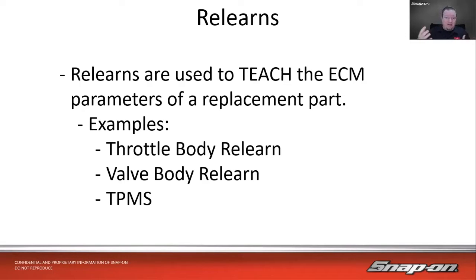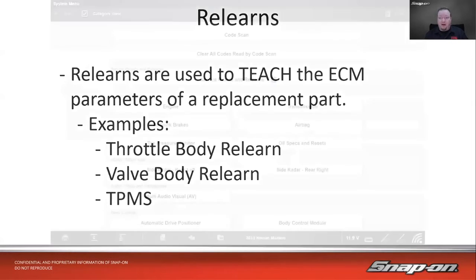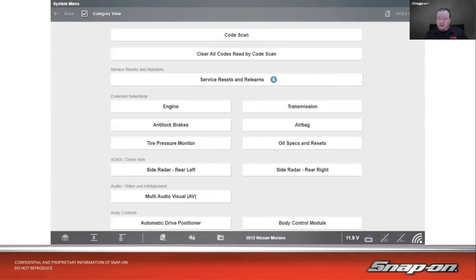Valve body, it's going to see, how are these solenoids reacting? Because if you change the solenoid, it could have different characteristics than the solenoid that was in there before. No matter how slight, we still might need to do that. And then same thing with TPMS, right? We rotate the tires, or replace the tire, or replace the sensor. The ECM needs to know, well, what frequency is this one, or what is the serial number of this tire pressure monitoring sensor. So first one we have is a 2012 Nissan Murano.